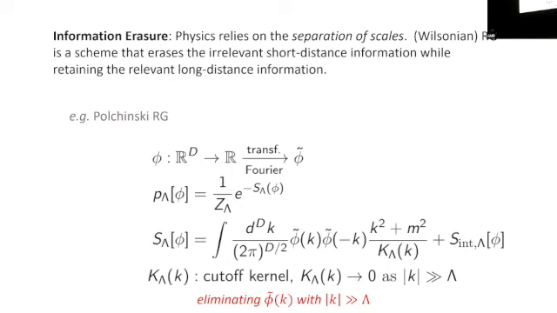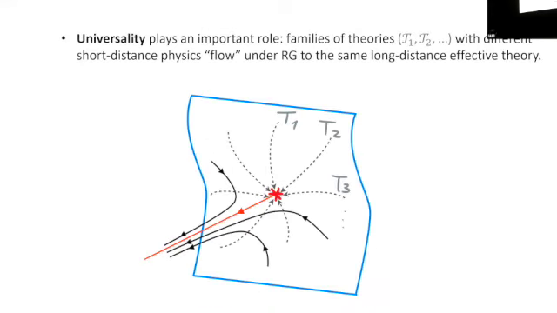Okay, so that's the first aspect of RG, that it erases information at high energy that you don't care about. And the second aspect, what does it mean? Universality. Well, universality certainly plays an important role in physics. Thanks to universality, we don't need to know all the gory details of what's going on at very high energy in order to understand low energy physics. So that's a property of the flow.